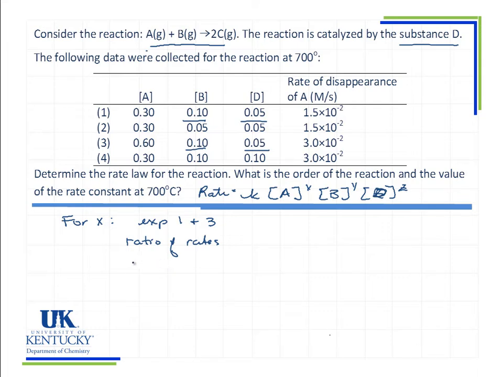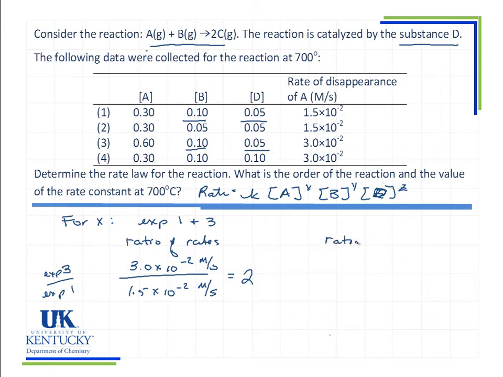for those two experiments, and that would be 3 times 10 to the minus 2 molarity per second divided by 1.5 times 10 to the minus 2. That's going to give me a ratio of 2, and what that is telling me is between those two experiments, the rate is doubling. Now I chose to do it in order of the large over the small, so it was experiment 3 over experiment 1. I want to make sure I keep that same ratio as I do a ratio of the concentration of A. For experiment 3, the value is 0.6 molar. For experiment 1, it's 0.3 molar, and that gives me a 2 as well.